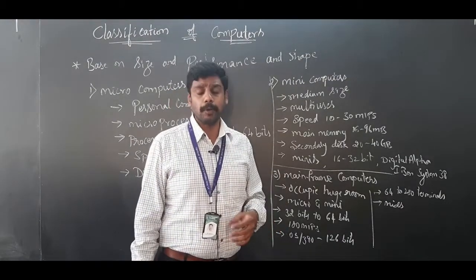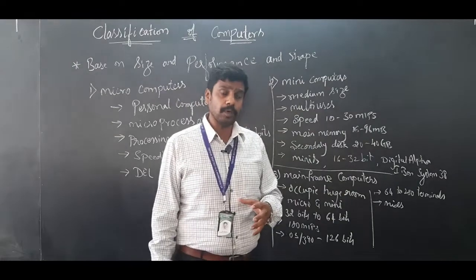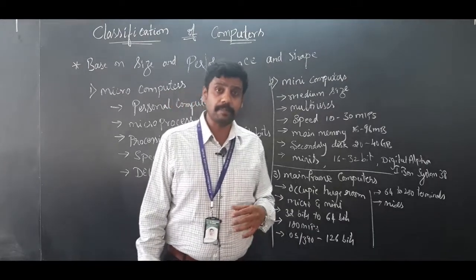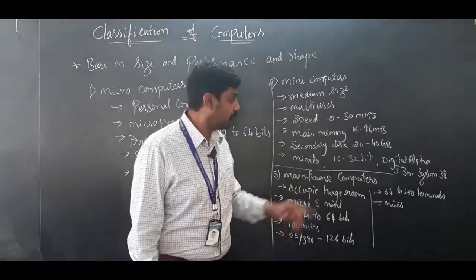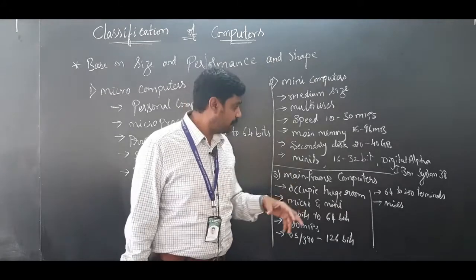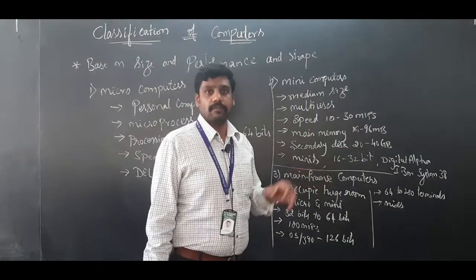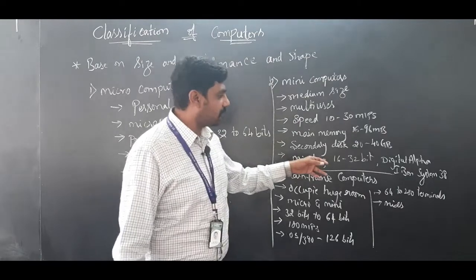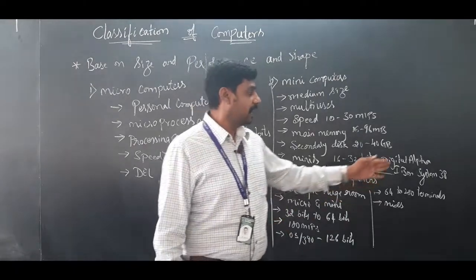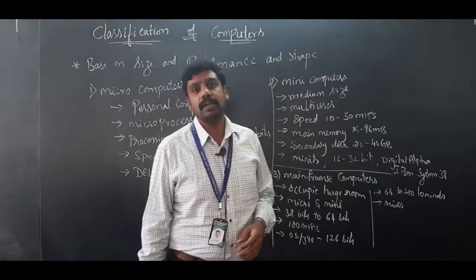The processing speed of this computer is around 10 to 30 million instructions per second. In this computer, the main memory is reserved up to 16 to 96 MB, and the secondary disk memory can support 20 to 40 GB of memory. In short form, these computers are also called minis, which have the capacity of processing 16 to 32 bits of data. Some examples of minicomputers are Digital Alpha and IBM System 38.